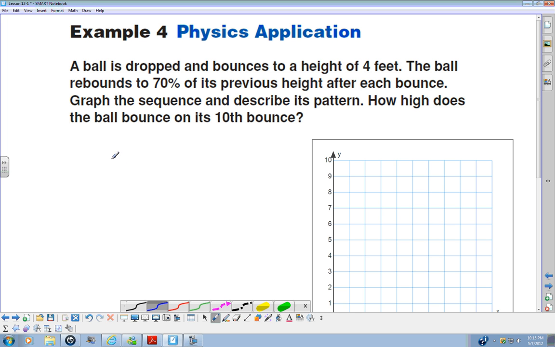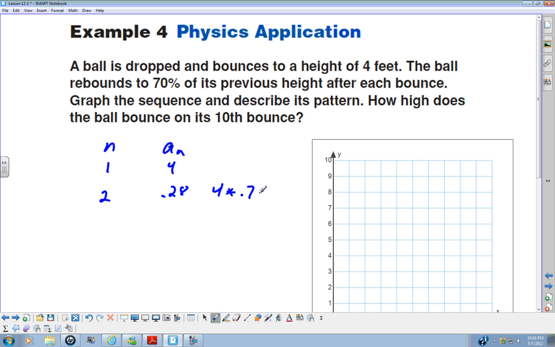So if we look at this, we have our value of n, which is going to be the bounce number, and a sub n would be the height. So it says the ball is dropped and bounces to a height of 4 feet. So on our first bounce, it's going to be at 4 feet. On our second bounce, then, it's going to be 70% of that. So 4 times 0.7 would be 2.8. So we did 4 times 0.7. And then to get to the next one, we would take 2.8 and multiply that by 0.7.